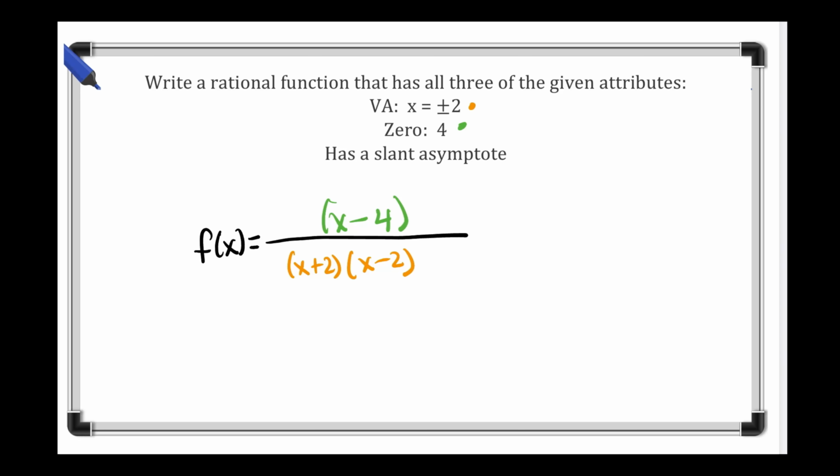If you have a slant asymptote, that means the numerator is 1 degree larger than your denominator. So you're top heavy by 1. So right now you have a degree of 2, right? Because it's x times x, and then you have a degree of 1 in the numerator. So what we're going to do is make the numerator a degree of 3.